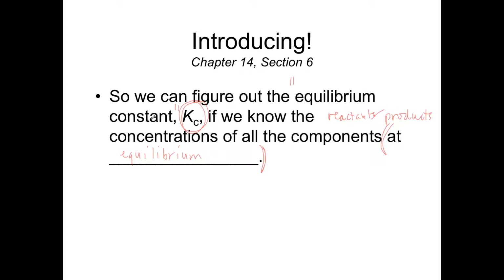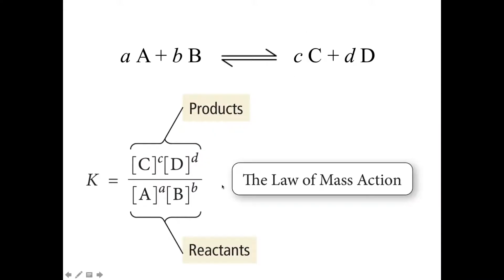That sounds like a throwaway word right now, but it turns out it's going to matter here in the next section. So we can figure out the equilibrium constant Kc if we know the concentrations of the components at equilibrium. Now, let me remind you, in section 14.3, maybe 14.4, we saw the form of the equilibrium constant. This is called the law of mass action, and we're going to use it over and over and over again.